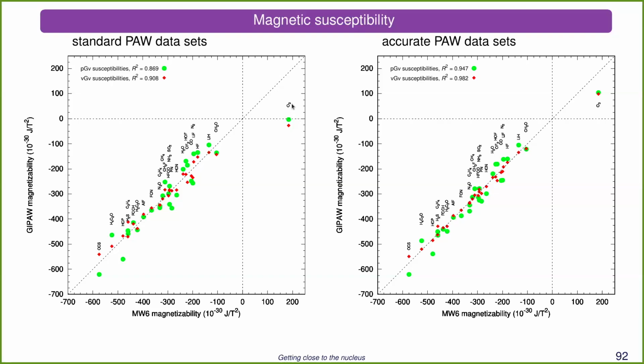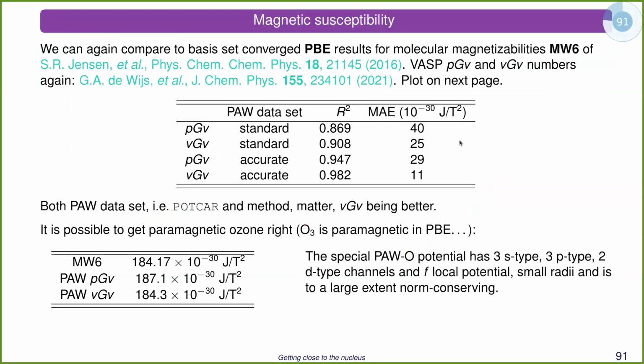You see that ozone is a very nasty guy, it's completely wrong over here. Ozone in PBE is paramagnetic, so it's very strange. This is all diamagnetic, but this is paramagnetic. Completely bad here. With better data sets, it becomes better. If you really work very hard and make your PAW data set really complete, you can actually reproduce it. You should get 184 and you do get 184. Well, there's a very tiny discrepancy. Here it's summarized in the table.